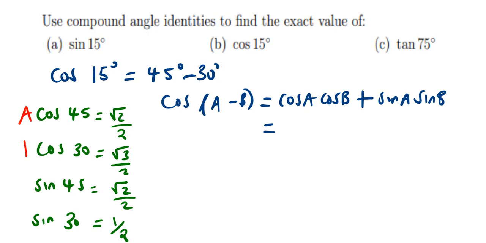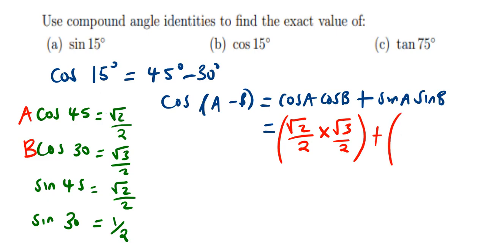Cos A multiplied by cos B. Cos A, we're saying is root 2 over 2. This is multiplying by cos B, which is root 3 over 2. Then we have a plus on the other side. We're multiplying sin A by sin B. So sin A, that is root 2 over 2 multiplied by 1 over 2.